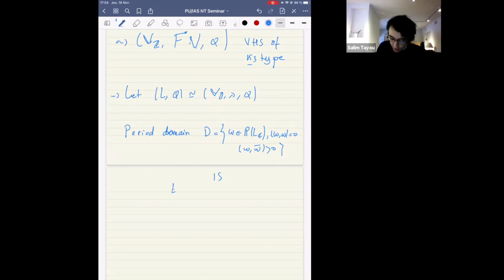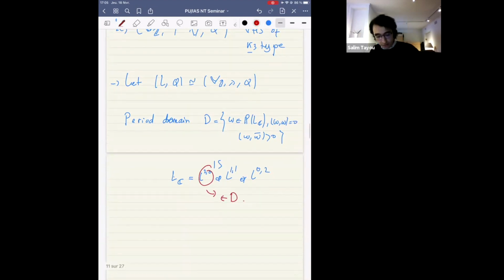And this is easy to say. If we have a weight 2 Hodge structure, it decomposes as L^{2,0} plus L^{1,1} plus L^{0,2}. And this L^{2,0} actually will define a line in D. So we have this correspondence.